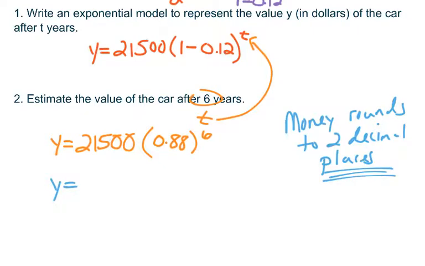So when we do this, type 21,500 times 0.88 to the 6th power, or you could do 1 minus 0.12. Either one's going to be fine. Make sure it's in parentheses. What you're going to get is the car is worth $9,984. That's a really bad 84. Let's try that again. $9,984.69. Okay, make sure you always round to 2 decimal places when we're talking about money. We should probably put a dollar sign here. Ooh, let's try that one more time. Dollar sign, because we are referencing money.